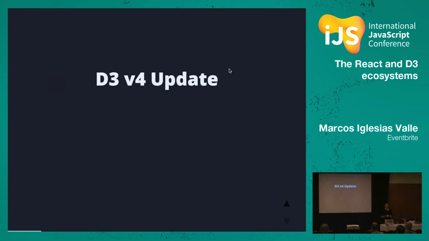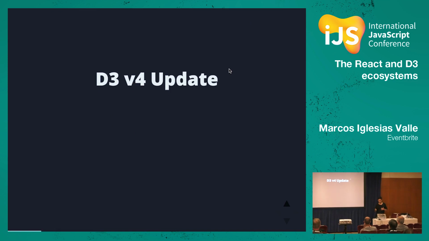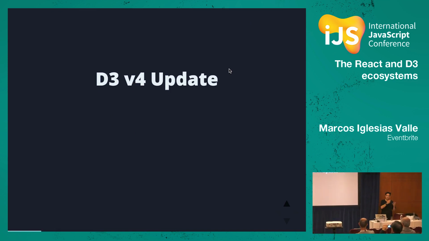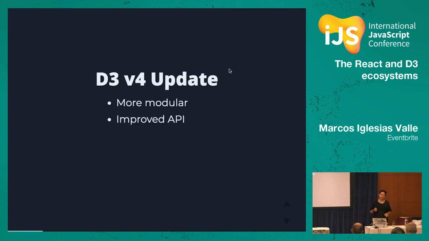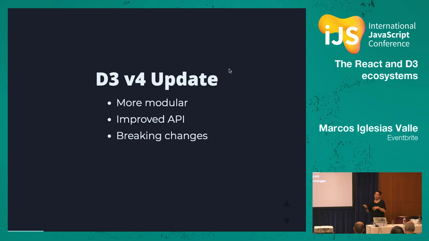So currently, we are in version 5 of D3, but the change from version 3 to version 4 was a little bit harsh. Now, D3 is made of submodules that are in different repos, so you can use those different pieces. You don't have to use the whole library at once. Also, the API got improved, and in some cases that created breaking changes, so things that were working before are not working anymore.